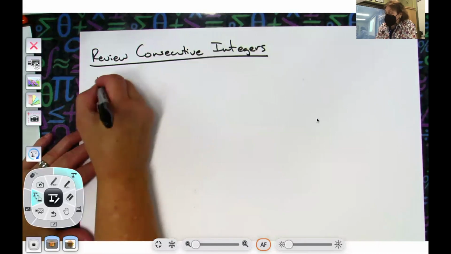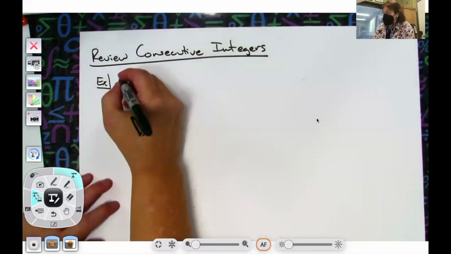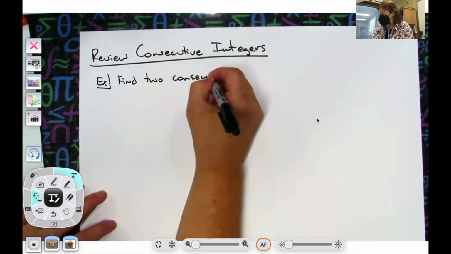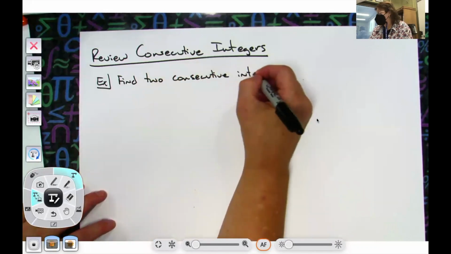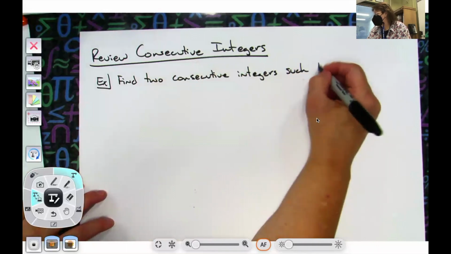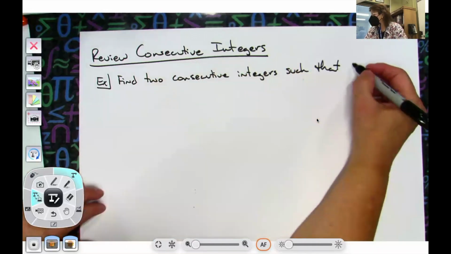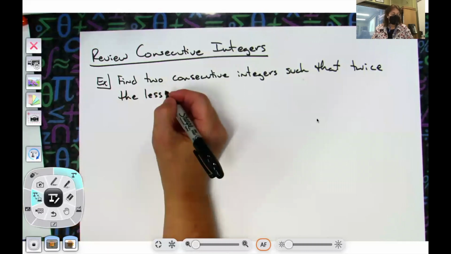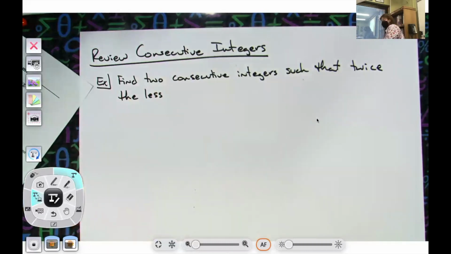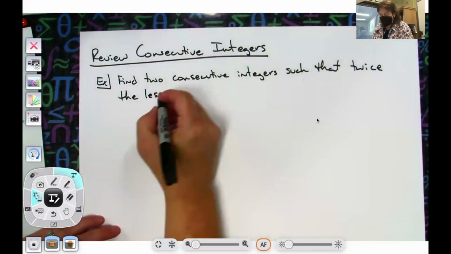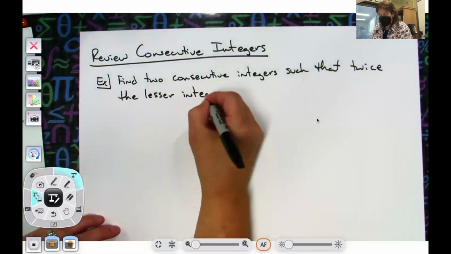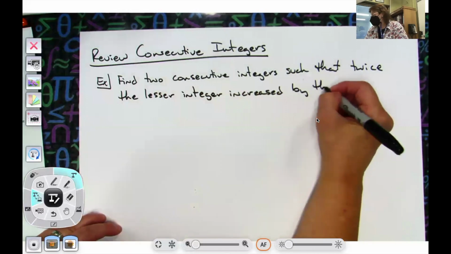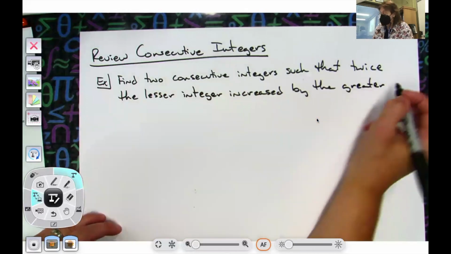All right, so we're actually going to write the story problem out, so we can do the whole thing. Find 2 consecutive integers such that twice the lesser integer increased by the greater is 50.